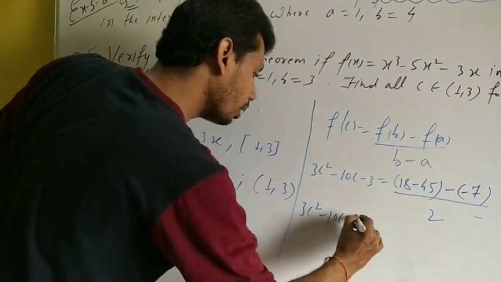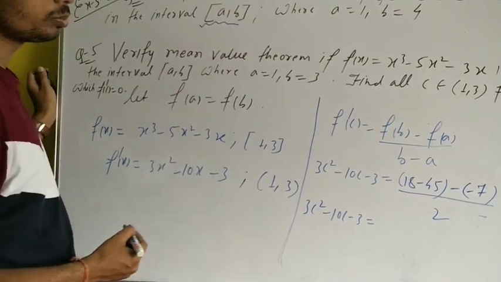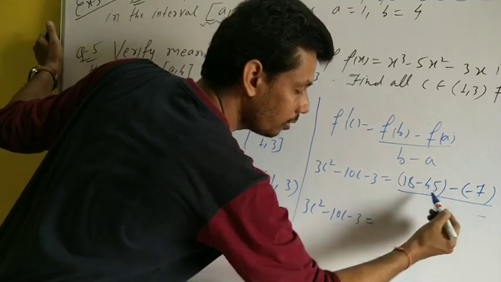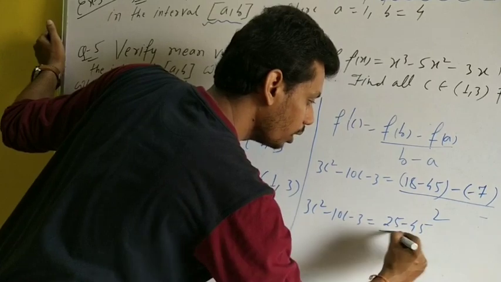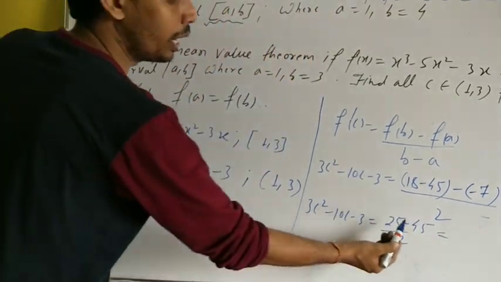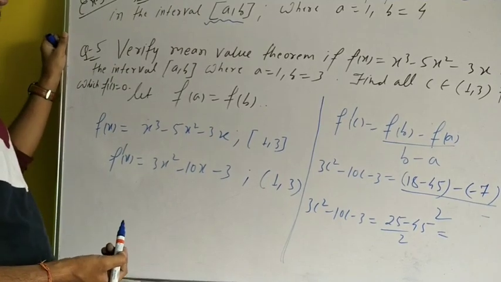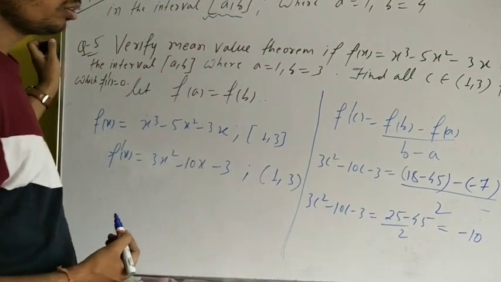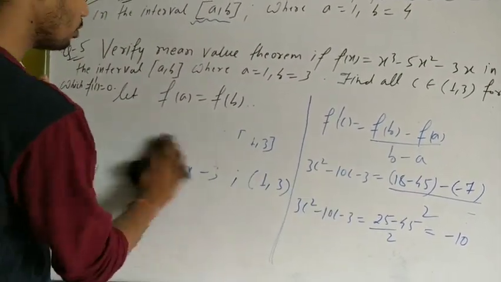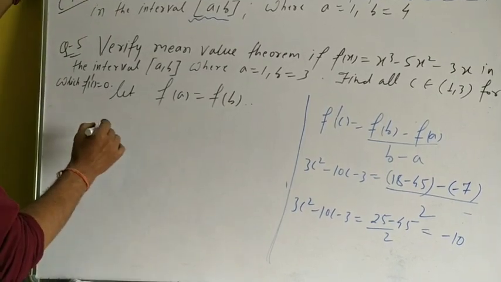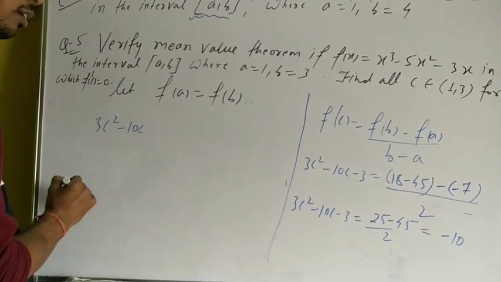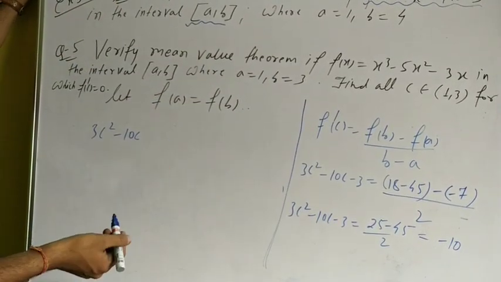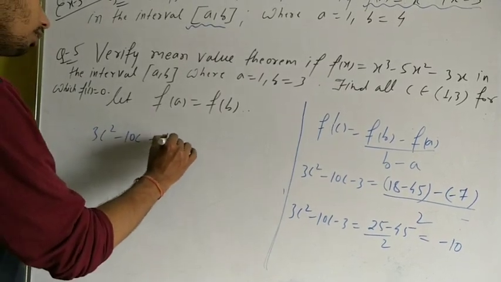3c square minus 10c minus 3 is equals to... now see here, minus and minus is plus, so plus 7. So 18 plus 7 is 25, minus 45, upon 2. Now minus 45 and plus 25 is minus 20, and minus 20 by 2 is minus 10. So after simplification we are getting 3c square minus 10c minus 3 is equals to minus 10. If we change the side, it becomes plus 10. So 10 minus 3 is 7. So plus 7 is equals to 0.